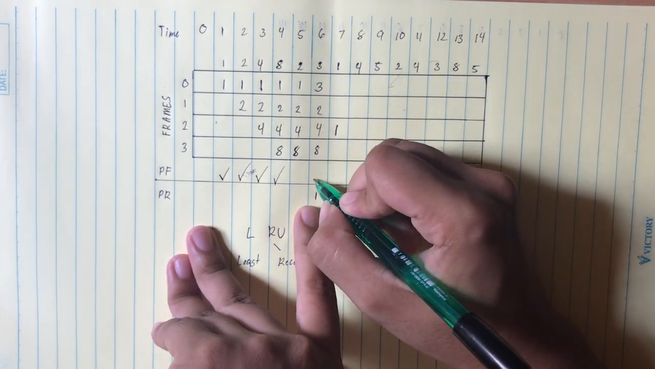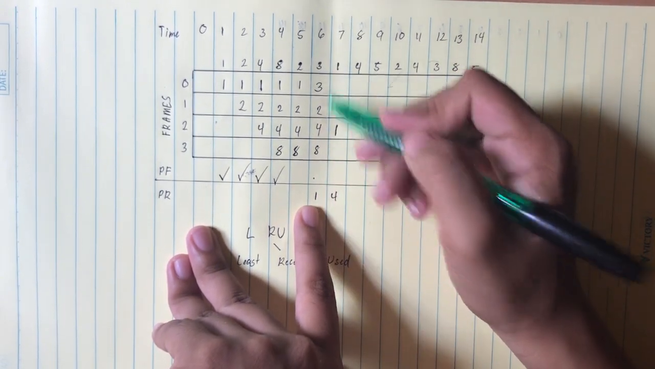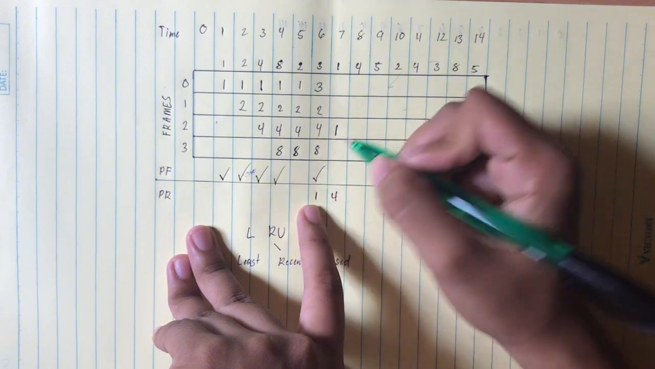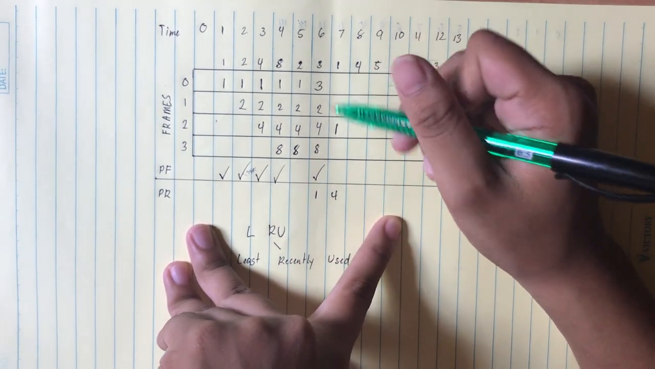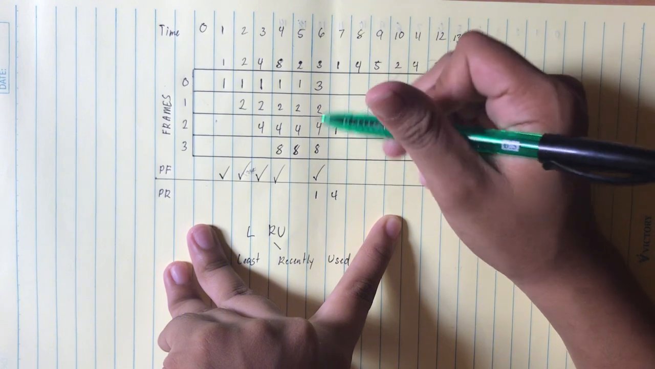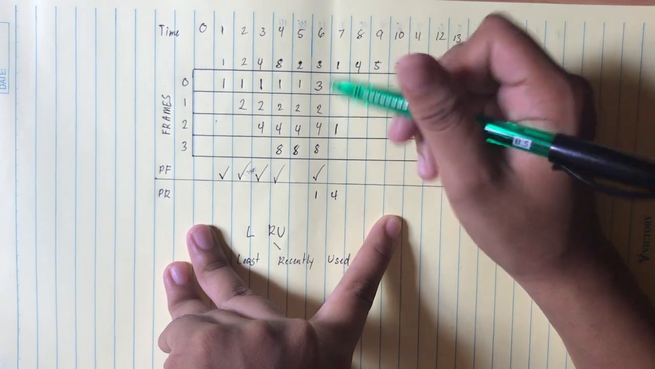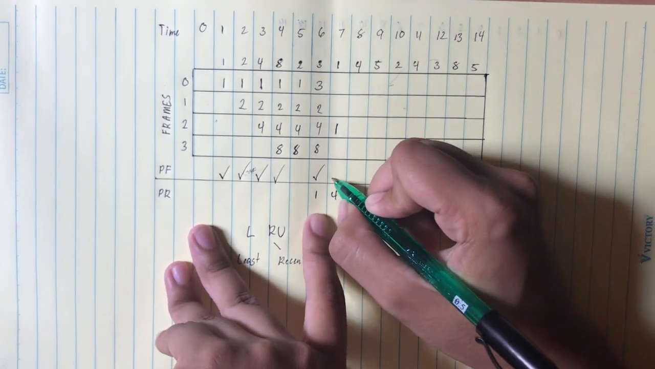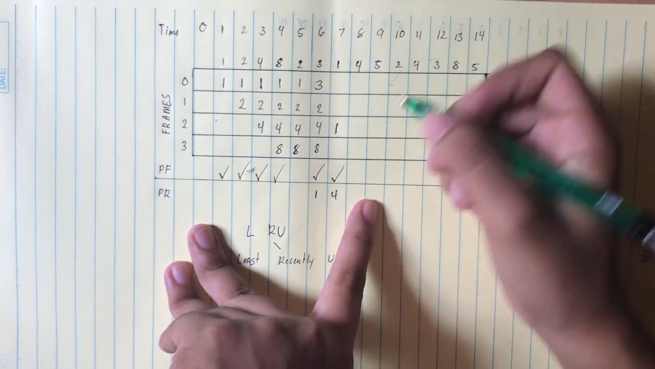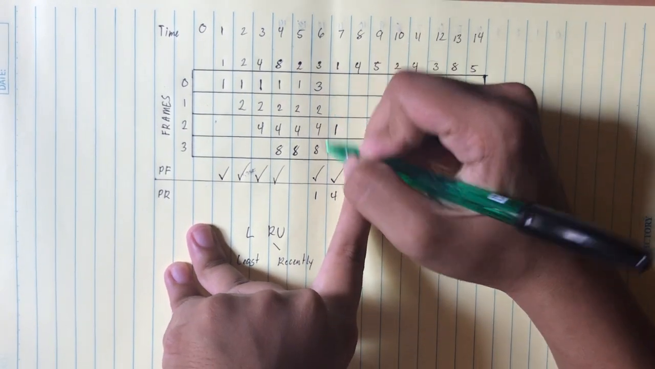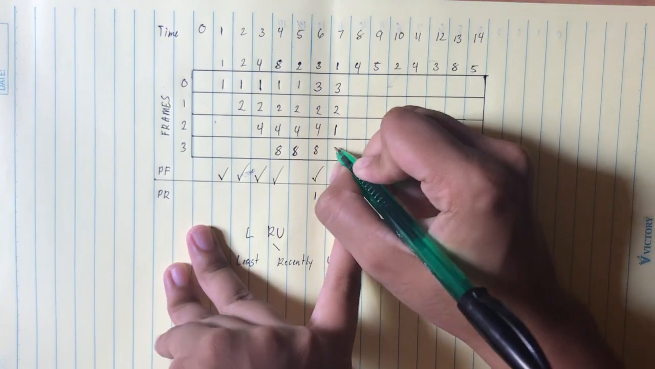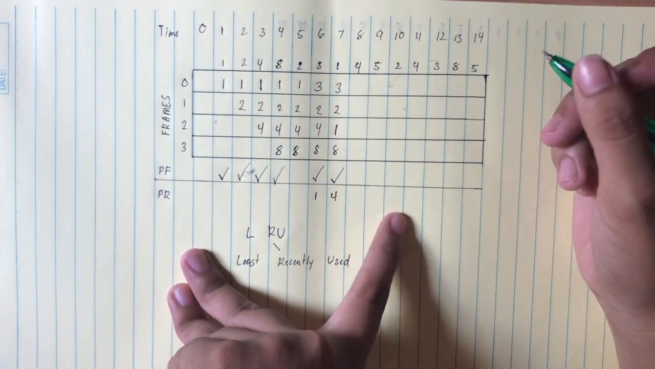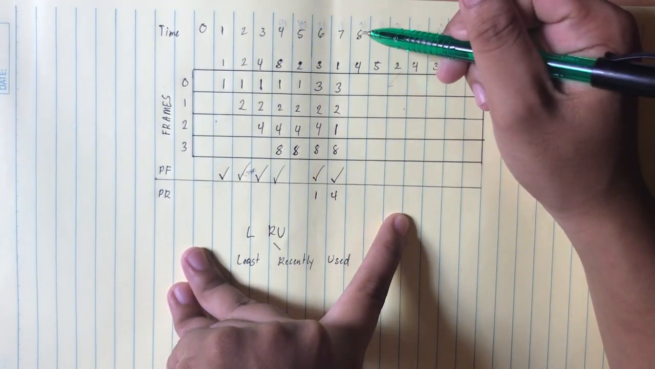Right. So we entered 3 at time 6, so it's gonna have a page fault. And then 1, we entered 1 again, which is not existing from the previous time. So this is also gonna have a page fault. Okay, then we're gonna copy the rest: 3, 2, 8. Moving on to time 8.